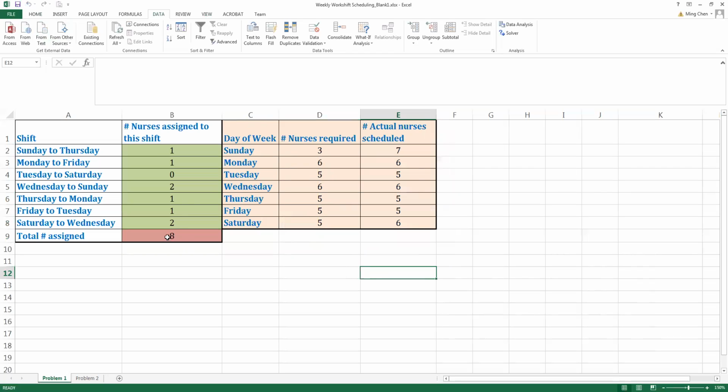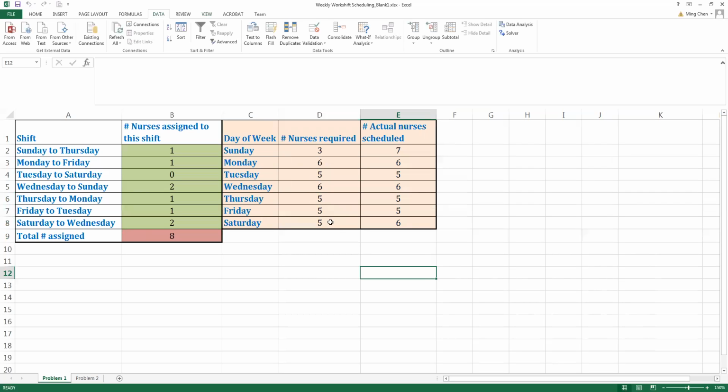The total number of people we need to hire is 8 people. We're going to hire 1 person to work from Sunday to Thursday, 1 person from Monday to Friday, 2 people working from Wednesday to Sunday, 1 from Thursday to Monday, 1 from Friday to Tuesday, and 2 people working from Saturday to Wednesday. So these are the actual numbers of people we hired on each day of the week.